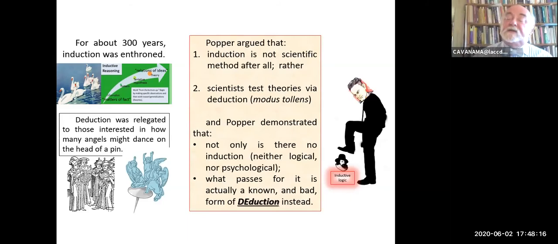Popper argued that induction is not a scientific method after all. Scientists test theories via a deductive process known as modus tollens. And again, I won't explicate that here, but if you do take the further course on deductive logic, they'll spend a lot of time on that. And Popper demonstrated then that there's not only no induction, either logical or psychological, but that what passes for induction is actually a known and bad form of deduction instead.